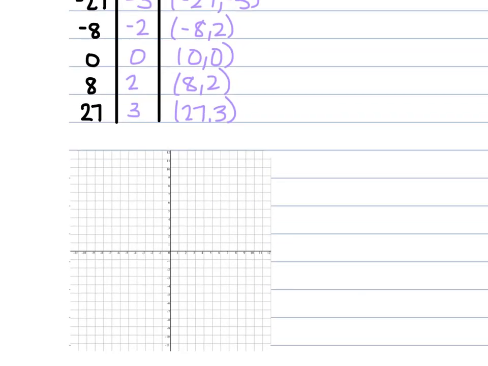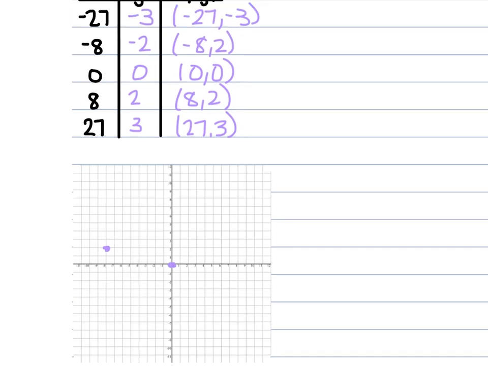So if we graph these, we're going to start with that negative 8, negative 2, which is here. Then we have 0, 0, and positive 8, 2. Oh, sorry, this is negative 2. So this one should have been here. And then this one is up. So this is going this way. This one's going this way. So this one's a bit wider.